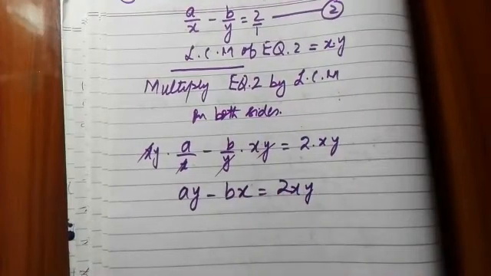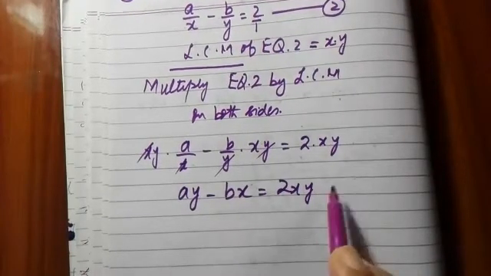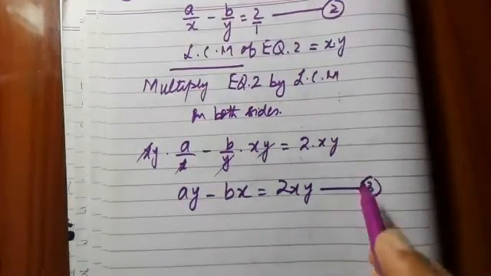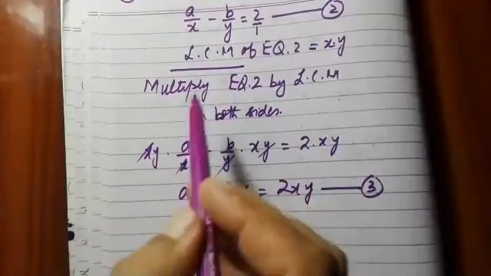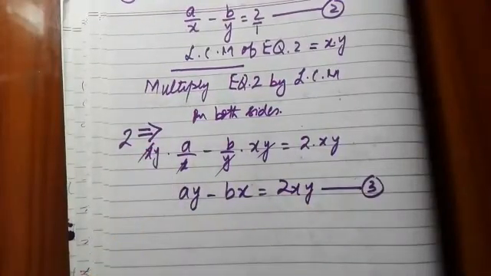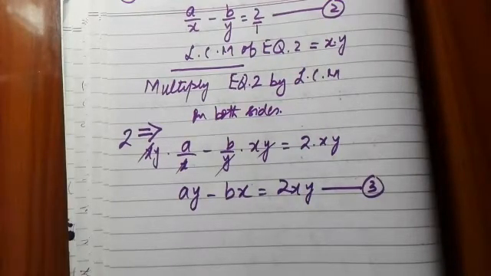Now what we have to do is label it as, for example, equation number 3, because you have reshaped equation number 2. Whatever we have done on equation number 2, we have reshaped equation number 2 to remove the fraction so that we can do the calculation easily.